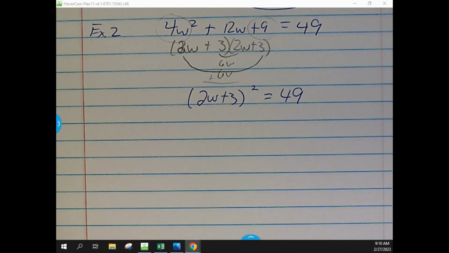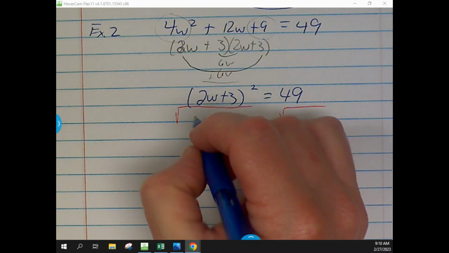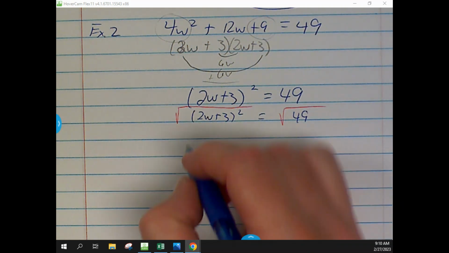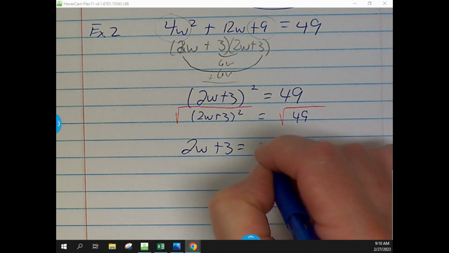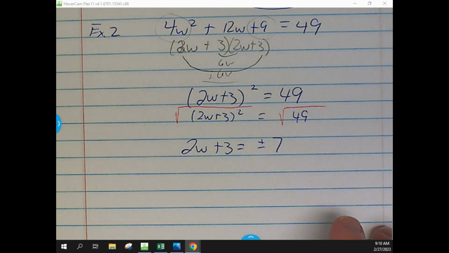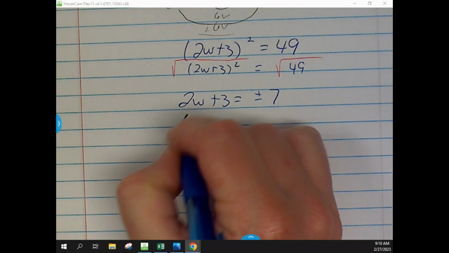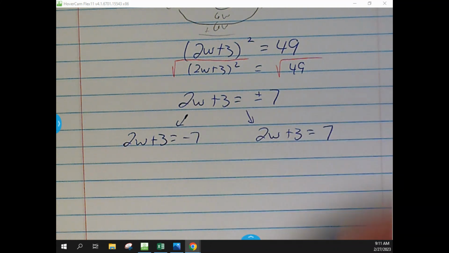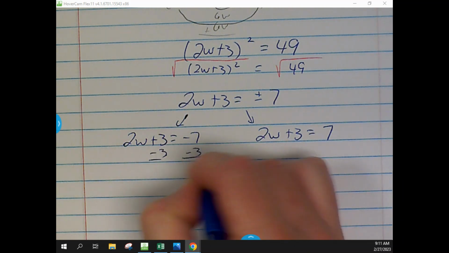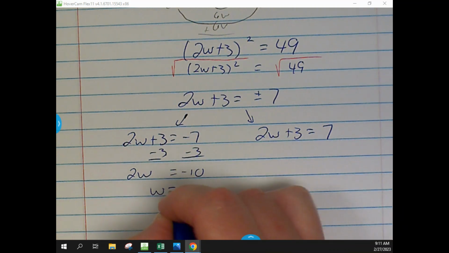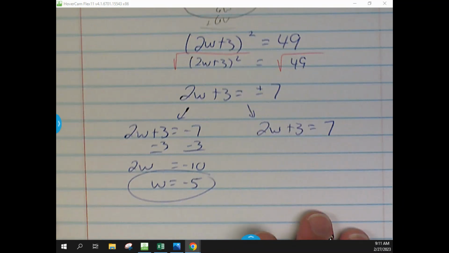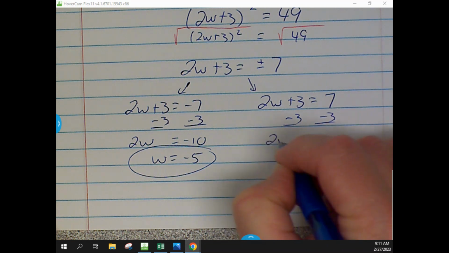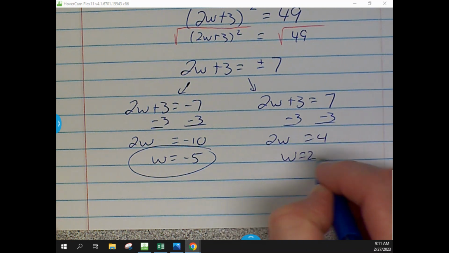Okay, and now you've got this thing squared, so then we can square root it. Which gives us 2w plus 3 equals plus or minus 7. And again, we'll do it both ways here. We'll do one where it equals negative 7, and we'll do another one where it equals positive 7. So working with the negative 7, subtract the 3, and then divide by 2, we get negative 5. Working with the positive 7, subtract 3, divide by 2, we get 2.